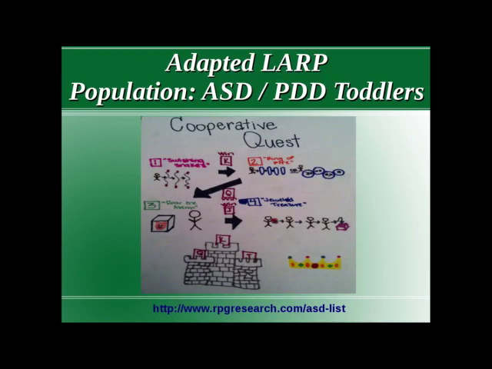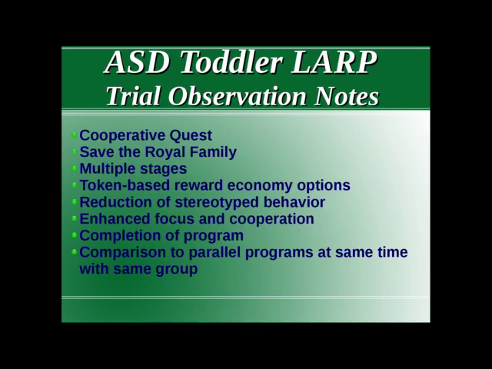For Autism Spectrum toddlers, an adapted LARP: this was an actual implemented trial at Eastern Washington University with Autism Spectrum toddlers, 2.5 to 5-year-olds, and their neurologically normal peer group. There was an immediate reduction in stereotyped behaviors during the activity.